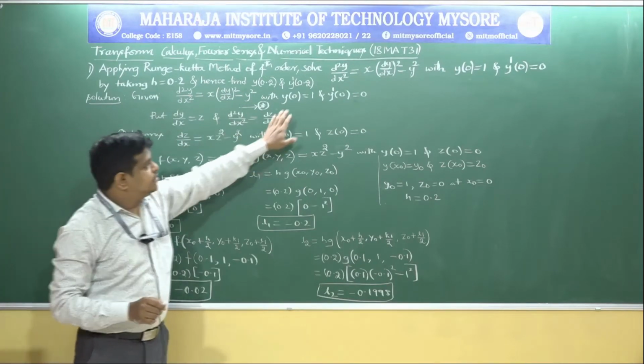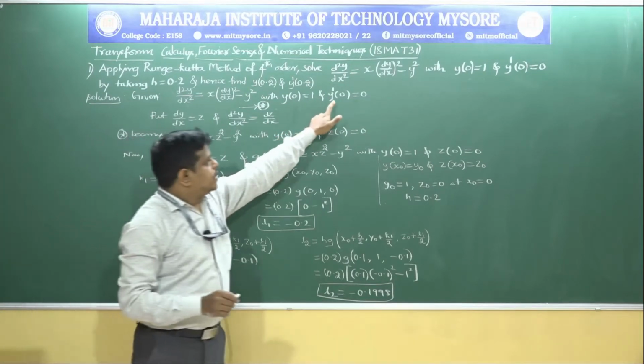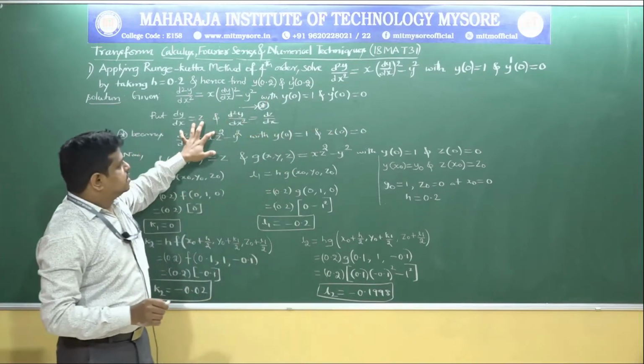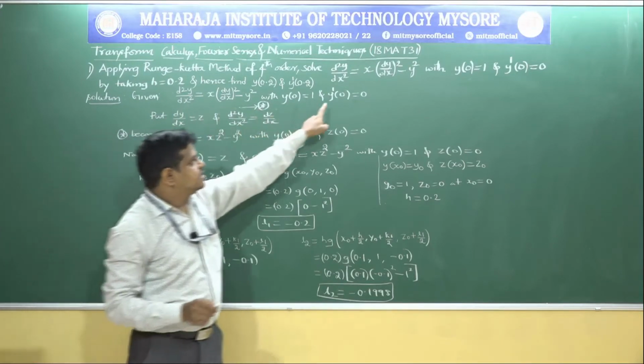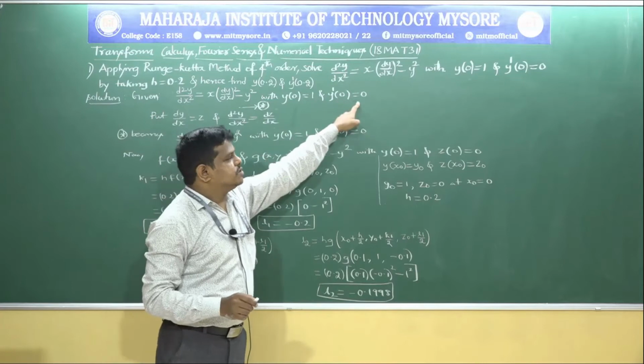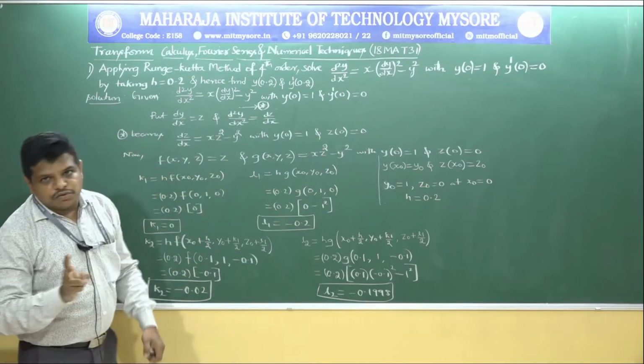With the initial condition, the first condition remains as it is, that is y of 0 equals 1. Since y dash, that is dy by dx, equals z, the second condition becomes z of 0 equals 0. Next, now we have two simultaneous differential equations.